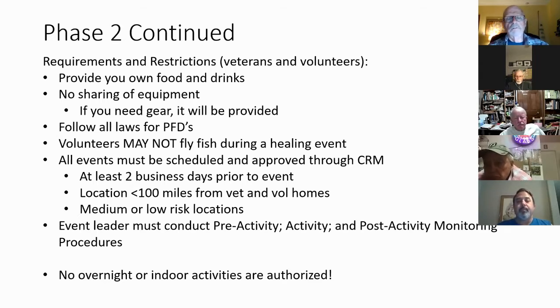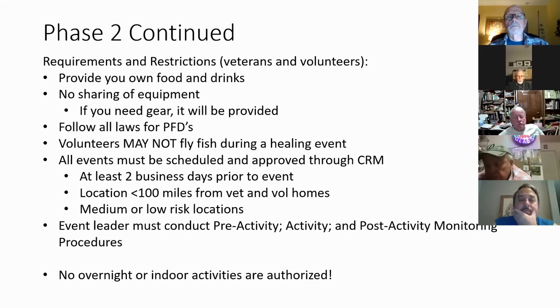Okay, so the event leader is obviously the volunteer, and myself. We do the pre-activity, which is the registration and all that stuff. Make sure that everybody's got their waivers signed and you did the questionnaire and all those sort of things. During the activity, we're responsible to make sure everybody manages the 6-foot distance and no sharing of food and that kind of thing. And then the post activity is we have to wrap up the entries in CRM and move on to the next one. And of course, the last item there, no overnight or indoor activities are authorized at this point at all.